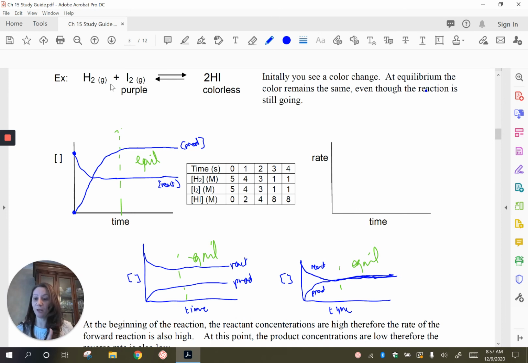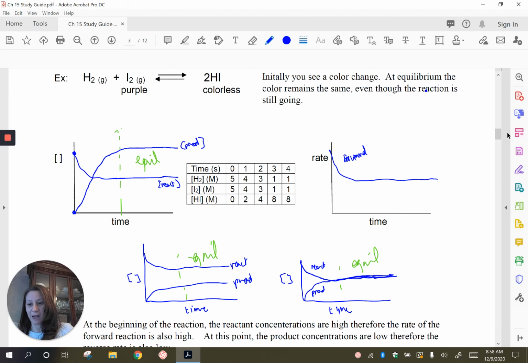Once you reach equilibrium, the forward rate remains constant. So this would be the forward reaction rate. At the beginning, it's pretty high because all you have is lots of reactants. But as the reactant concentration gets smaller, the reaction gets slower because there aren't as many reactants to collide together and react. And then once you reach equilibrium, the rate remains steady.